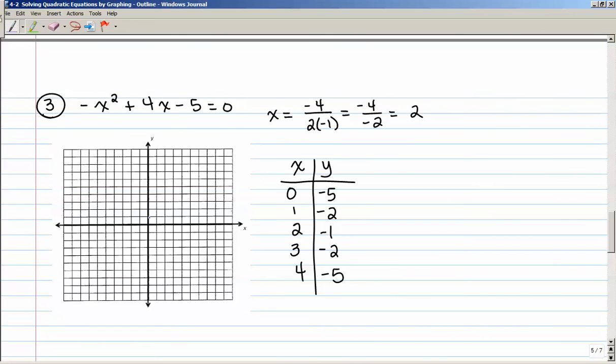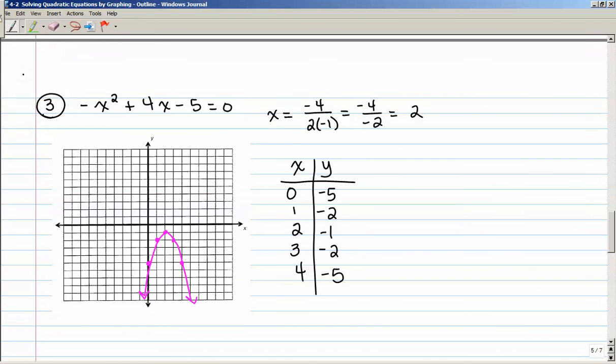So I have 0, negative 5. Oops, I want pink. 3, 4, 5, 0, negative 5, 1, negative 2, 2, negative 1, and so on. Notice because a is negative in this graph, a is a negative 1, it's going to be going downward like we talked about in the last section. However, this graph is never going to cross the x-axis, never going to touch or cross the x-axis, because its vertex is actually beneath the x-axis, and then it's going downward from there.